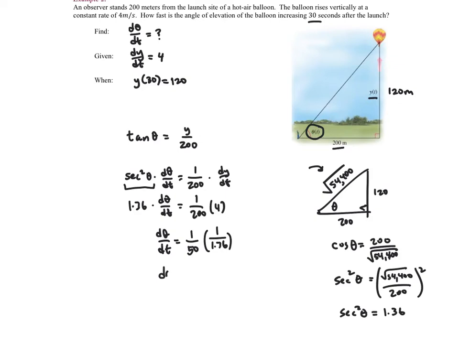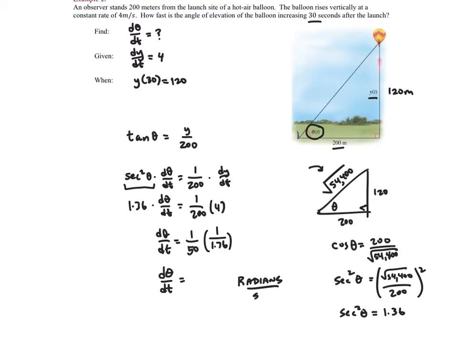All right, now when you get dθ/dt, first of all, your calculator should always be in radian mode, and your answer will always come out in radians as well. So this would be radians per whatever the unit of time is.